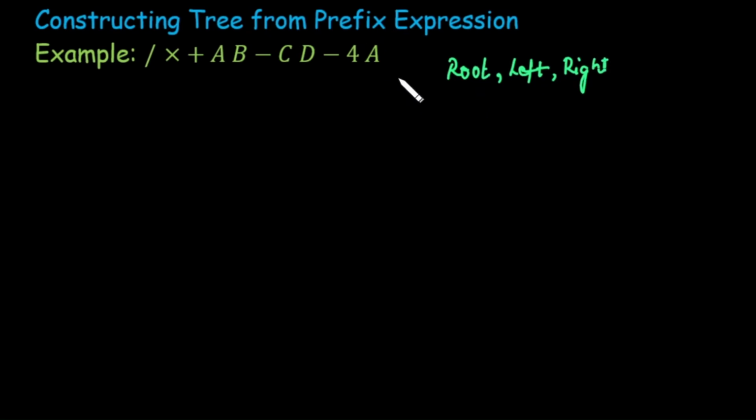We do not immediately start from the main root in this case. We start by building the smallest subtrees based on the prefix pattern. Now let's look at how such a pattern exists in this case.